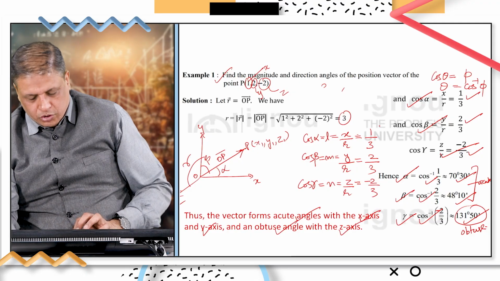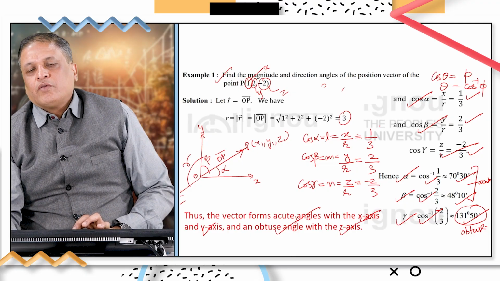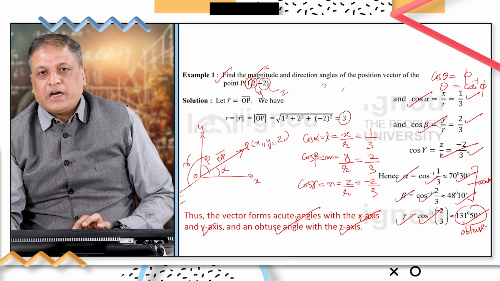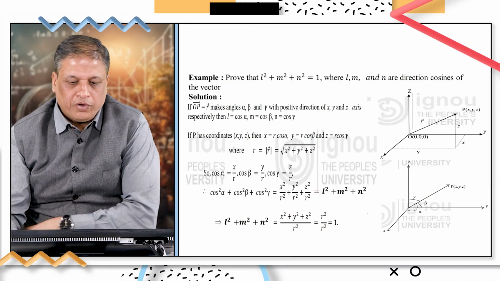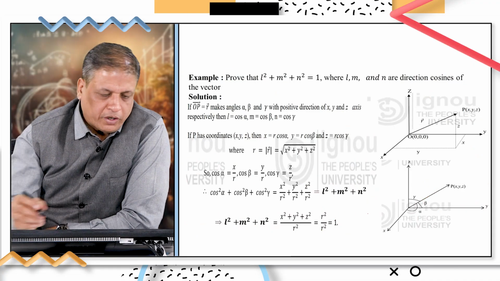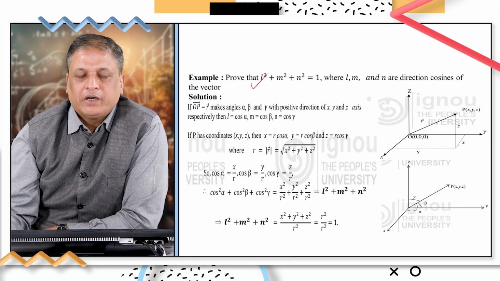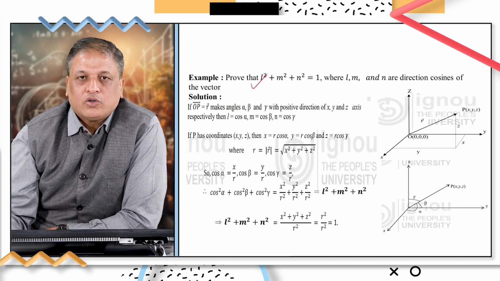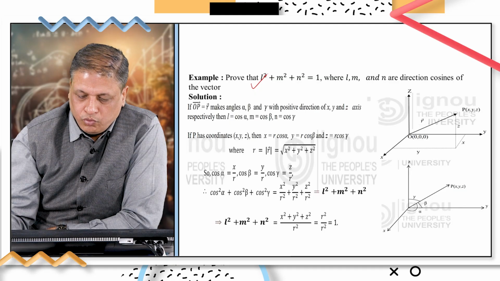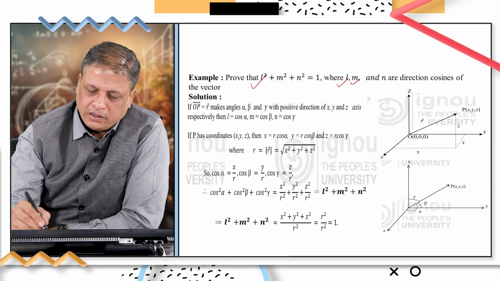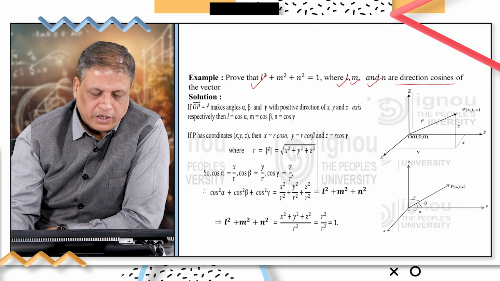So, I hope you understood what we mean by vectors, what we mean by direction ratios and direction cosines. Now, we are going to prove this important identity, which we had explained also earlier, that L square plus M square plus N square is equal to 1, where L, M, and N are the direction cosines.